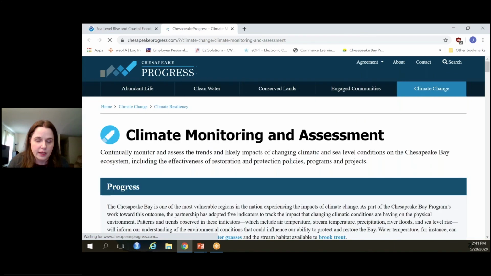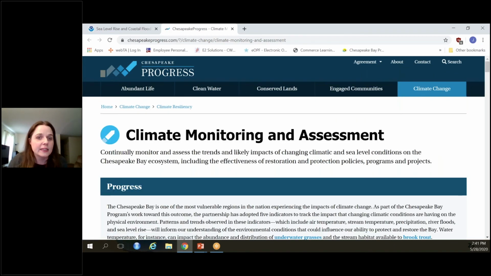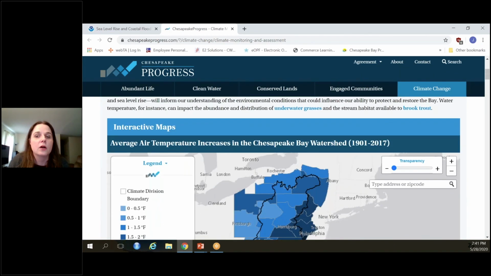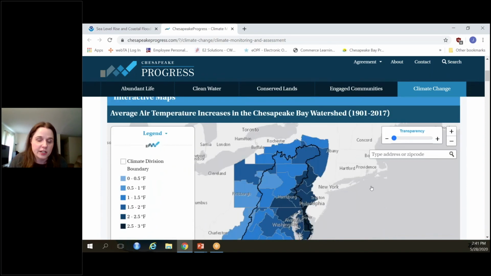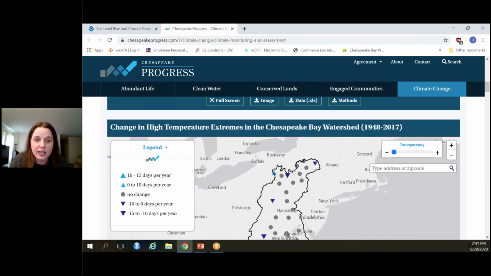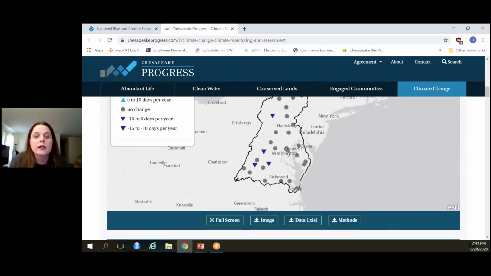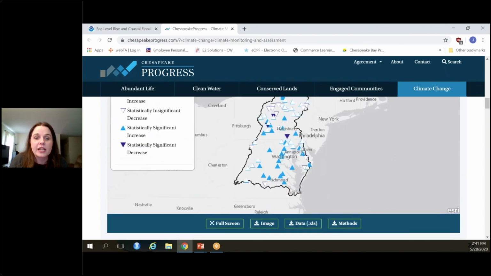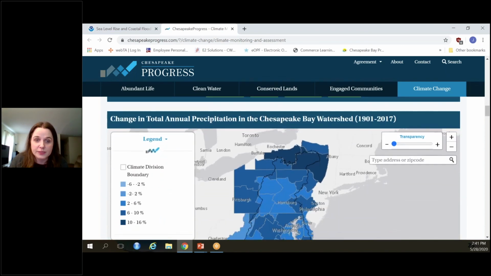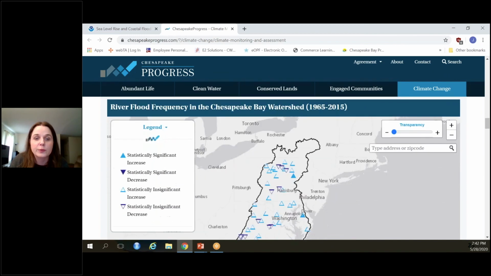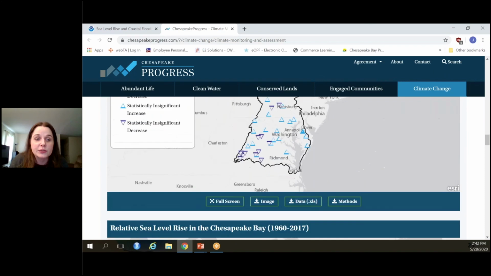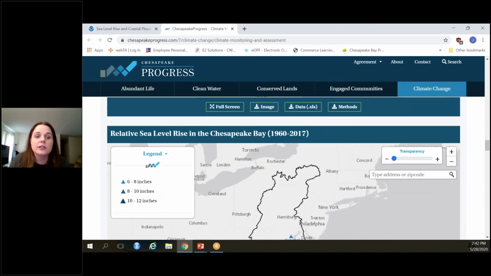And we're still building on this site. It's a work in progress, but we do have some climate change indicators on here that I showed, with average air temperature. We also have change in high temperature extremes. We have also stream temperature change in total annual precipitation. And there's also some flood related indicators with river flood frequency, river flood magnitude, and then relative sea level rise.